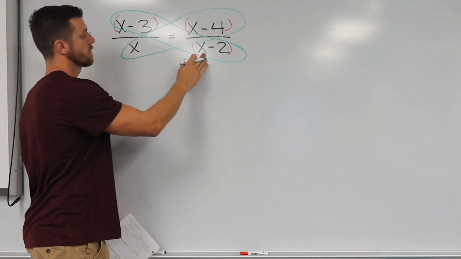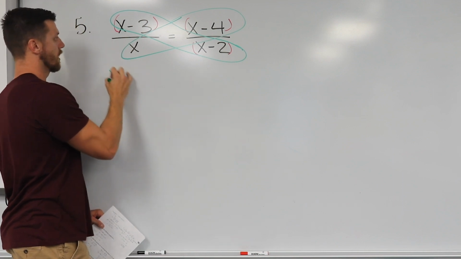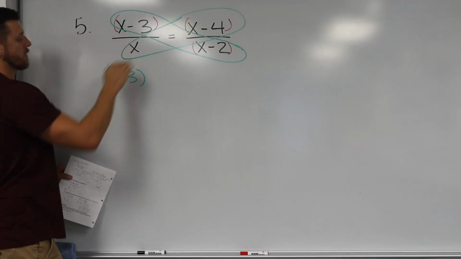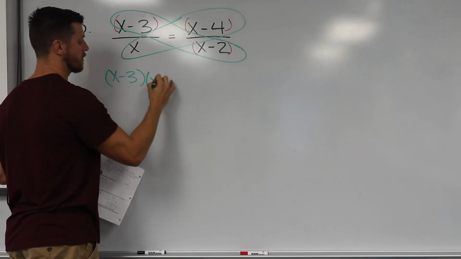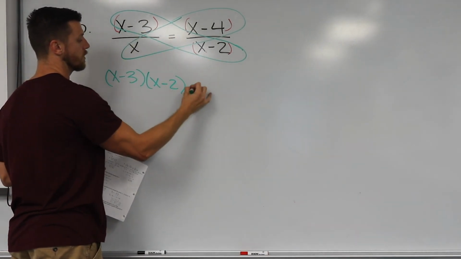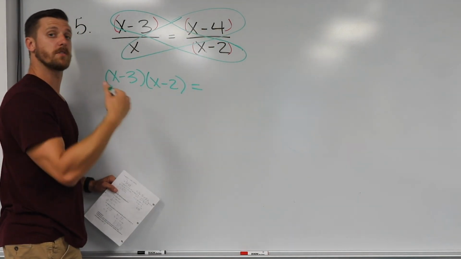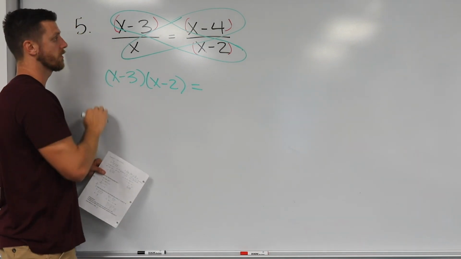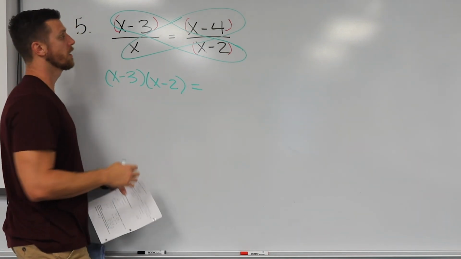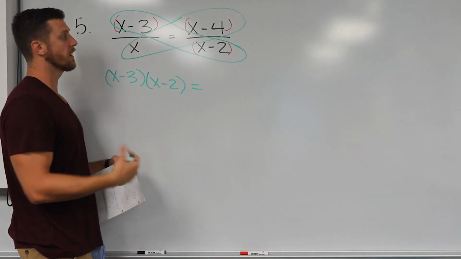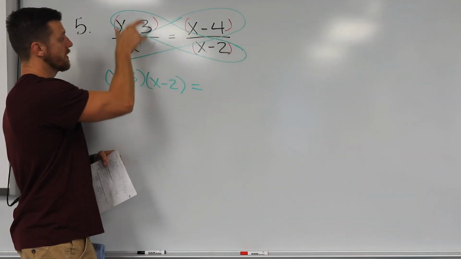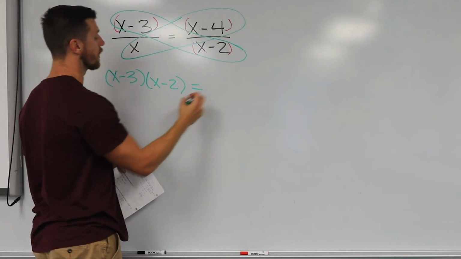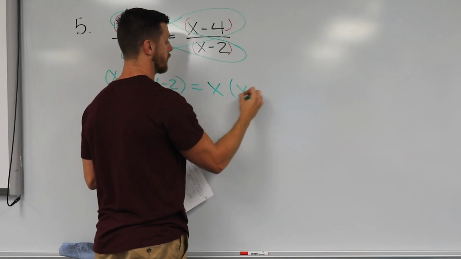This times this. x minus 3, I know the greens are hard to see, x minus 3 times x minus 2 is equal to this cross product. Because if these are proportions, cross products are equal. That's why we're doing this. I'm not just doing it because it's magic. The definition of a proportion is, if these are proportional, this is equal to this, then the cross product should equal. x times x minus 4.